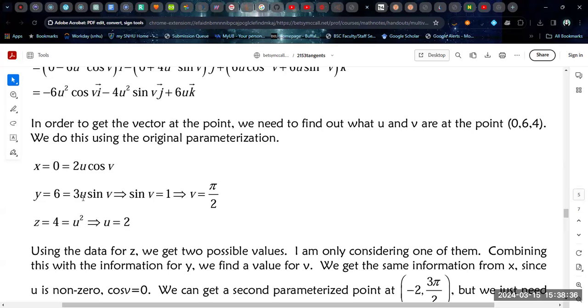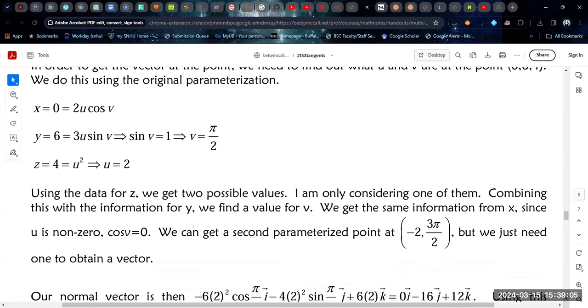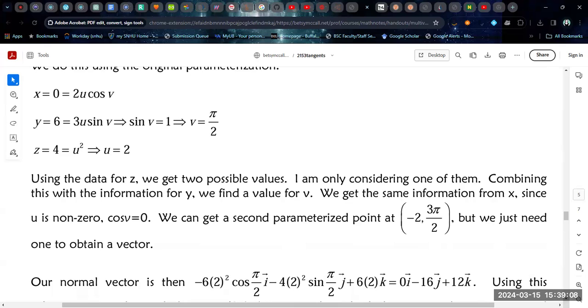If we look at y equals 6, we've said u is 2. We plug that in for u, then we get 6 sine v is 6. That means sine v is 1, and then v is pi over 2. And then we can verify that our signs work by plugging this into the final equation. Is cosine of pi over 2 equal to 0? Yes, it is. So the u value doesn't matter. Now, we could get a second parameterized point at another value, but we only need to obtain one vector. So we don't have to obtain every possible vector for this example.